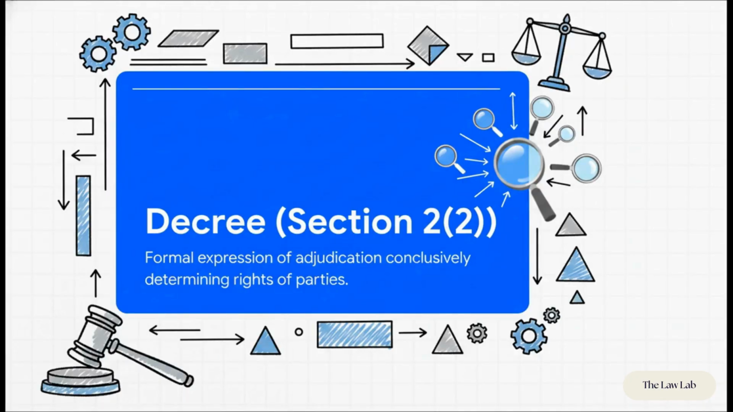I actually want to slow down for a second and read the exact statutory definition straight from Section 2.2 of the Code of Civil Procedure 1908. It defines a decree as the formal expression of an adjudication, which, so far as regards the court expressing it, conclusively determines the rights of the parties with regard to all or any of the matters in controversy in the suit. Phew, that is a mouthful, right? But trust me, every single word there was chosen with mathematical precision by the lawmakers.